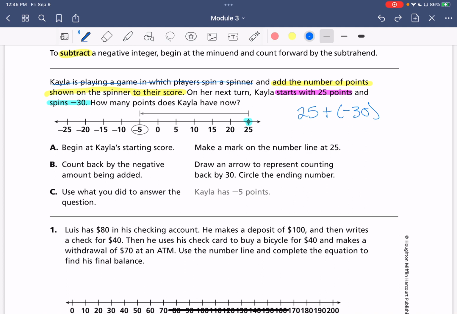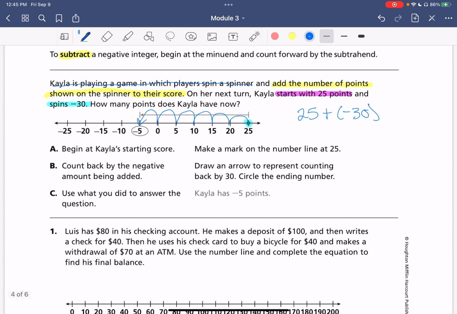Did you notice we're counting by fives? So we're at 25 and now we've gone 5, 10, 15, 20, 25, and we've done our negative 30, and we've landed on a negative 5. Kayla has negative 5 points right now.